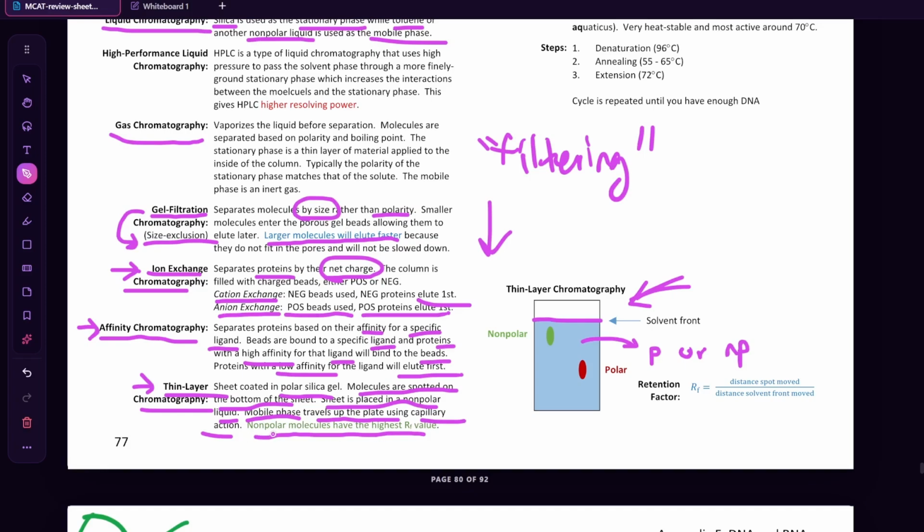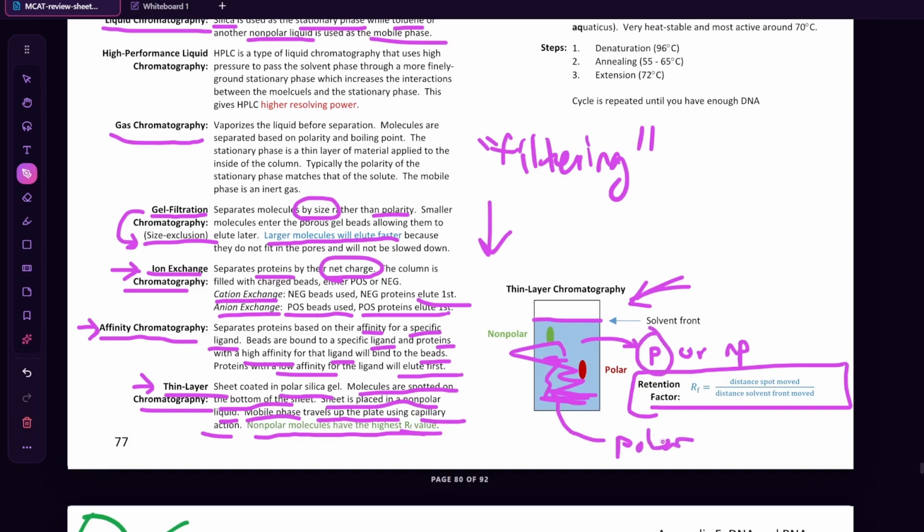And so non-polar molecules have the highest Rf, retention factor. What retention factor basically is, if you have non-polar molecules, they have a high Rf because, how do I explain this? Let's say the plate that you have is overall polar, right? So we chose that it's polar in this one. And the molecule is nonpolar, so it doesn't like to stick to the polar plate, so it stays free from it and is able to travel.